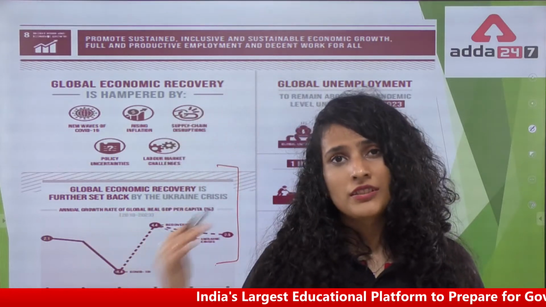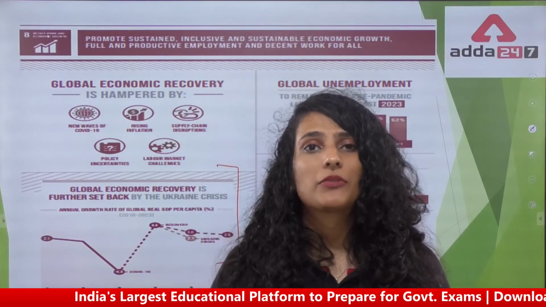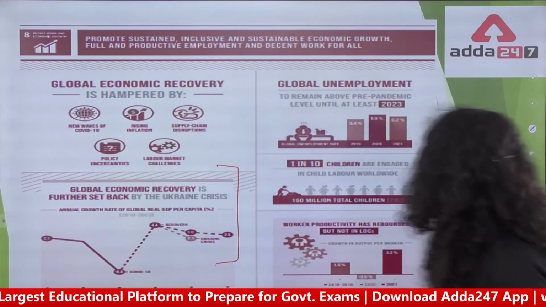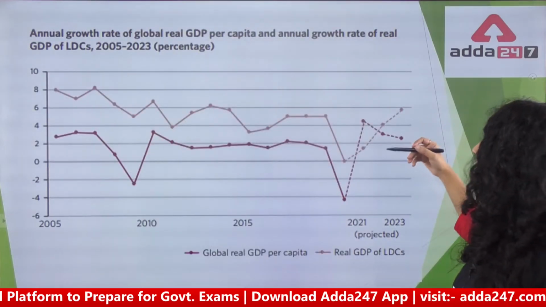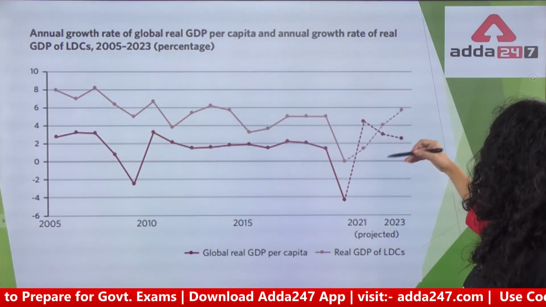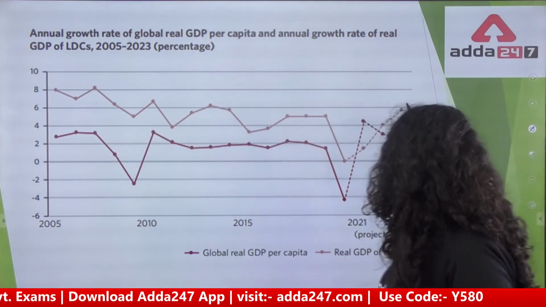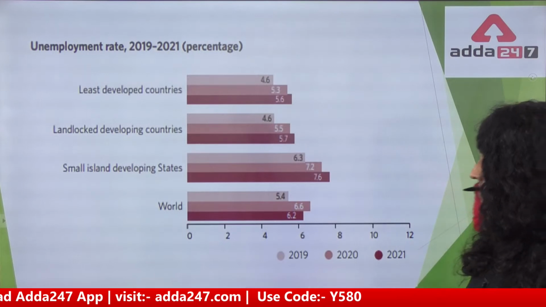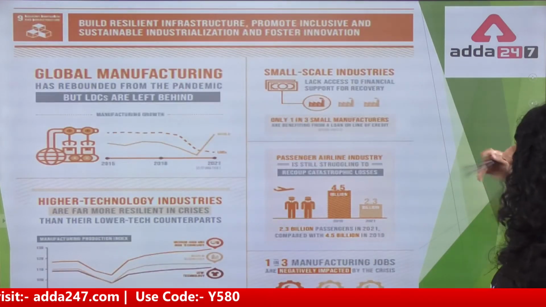Okay, the situation on the international arena and the macroeconomic variables, you know, they are under a crisis, they are at stake. Annual growth rate, GDP per capita, and annual growth rate of real GDP of LDCs. Okay, so these are all some of the facts.